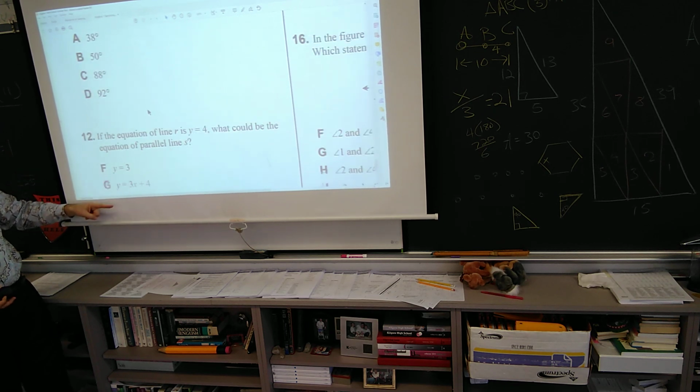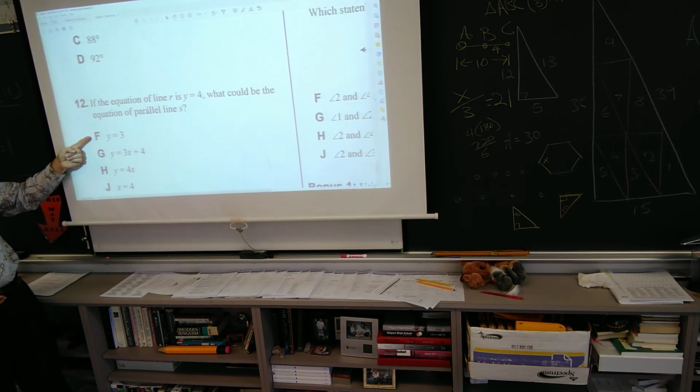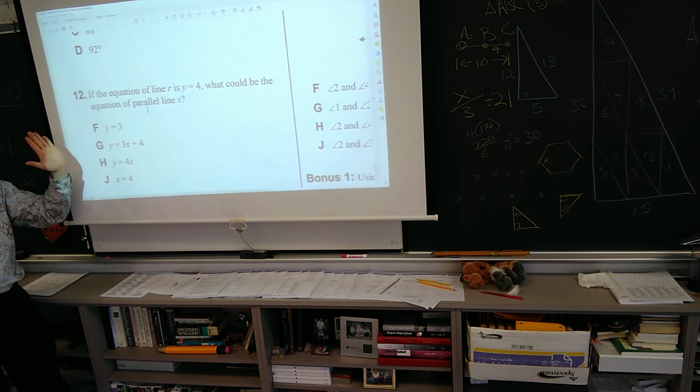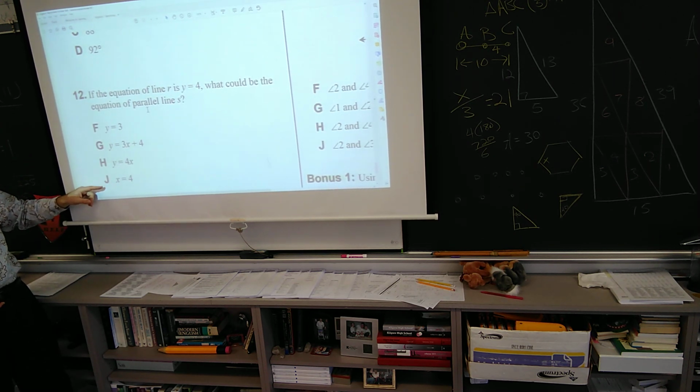And the only thing that worked here was right here, F, y equals 3. This has a different slant. That's even more of a slant. And then this one's totally vertical. That's an x equals.